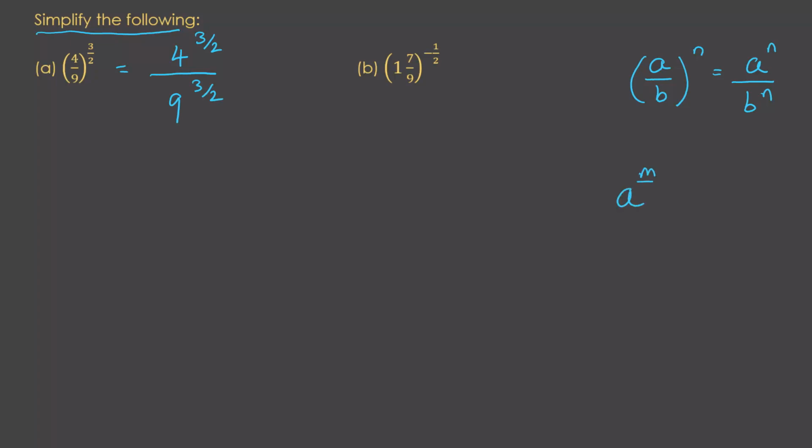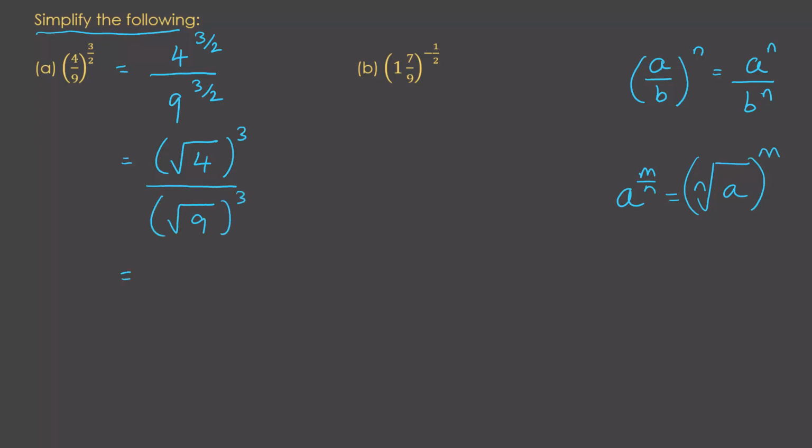Now we know that a to the m over n is the nth root of a, then raised to the power m. So we're going to have the square root of 4 cubed over the square root of 9 cubed. The square root of 4 is 2, so that's 2 cubed. The square root of 9 is 3, so that's 3 cubed. And so we're going to get 8 over 27.